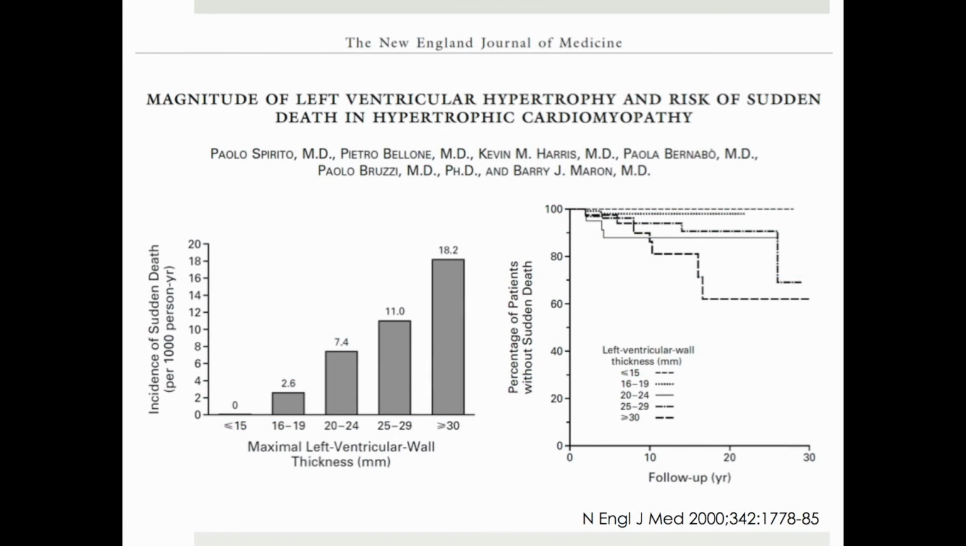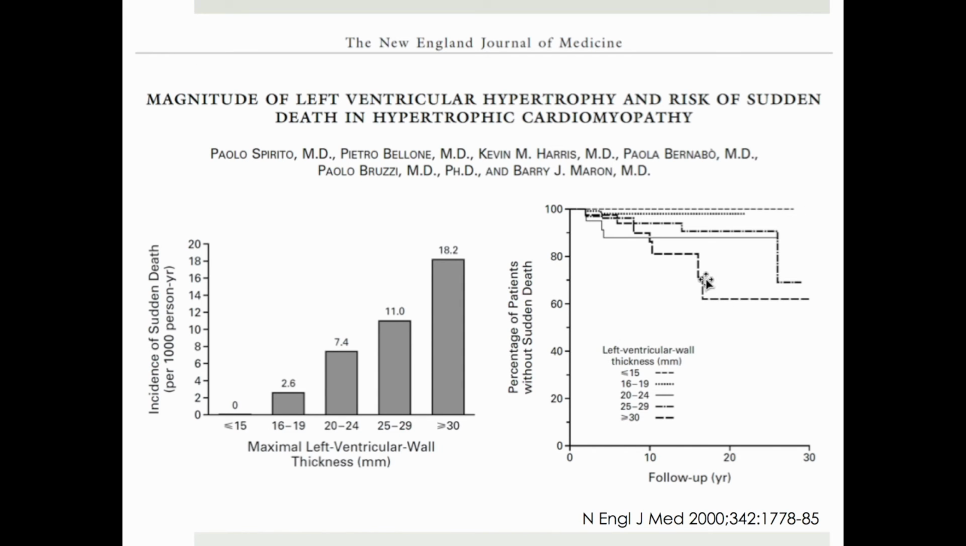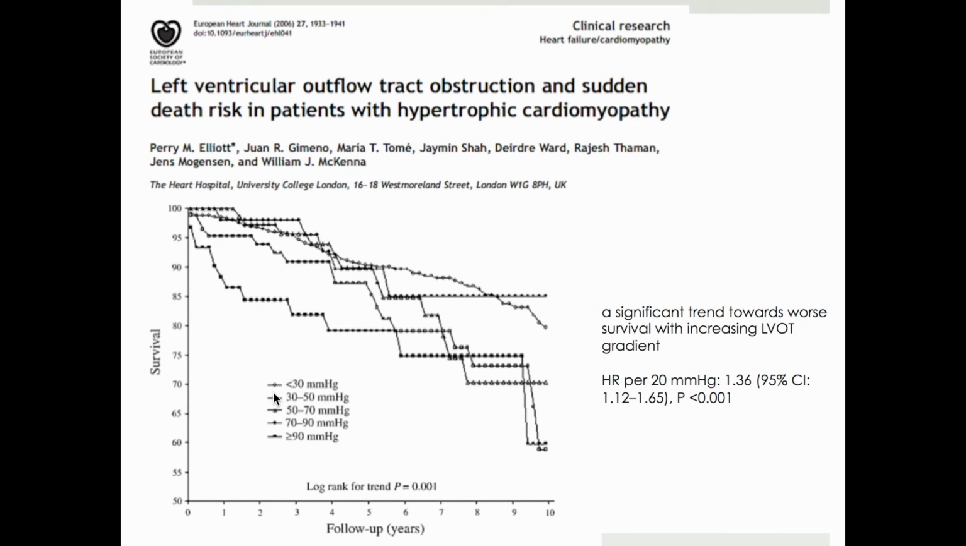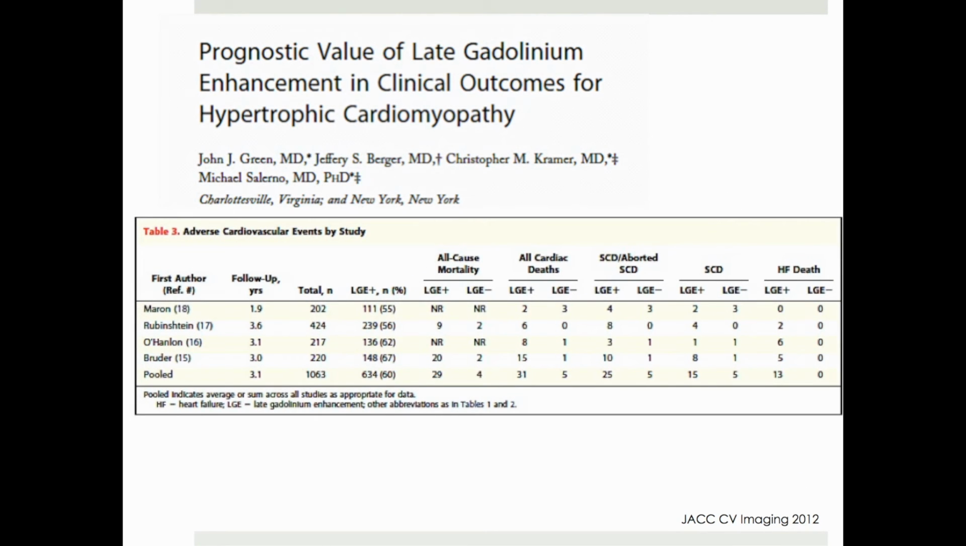Several studies have shown that the severity and the extent of left ventricular hypertrophy are associated with the risk of sudden death in patients with hypertrophic cardiomyopathy. This risk is particularly pronounced with maximal left ventricular wall thickness of more than 30 millimeters. Several studies have also revealed that there is a significant trend towards worse survival with increasing LVOT flow acceleration and flow obstruction. Prognostic significance of replacement fibrosis visualized by late gadolinium enhancement has also been examined in several studies.